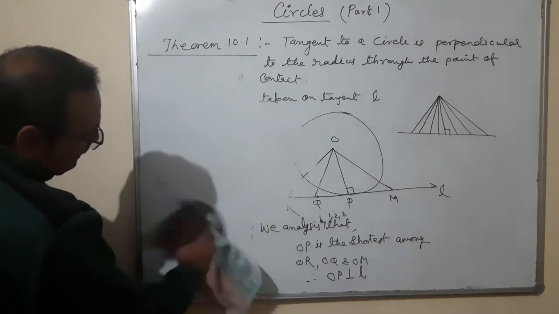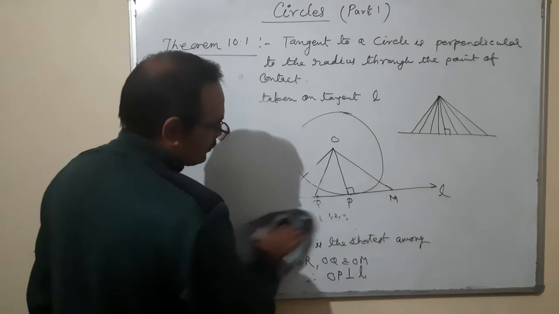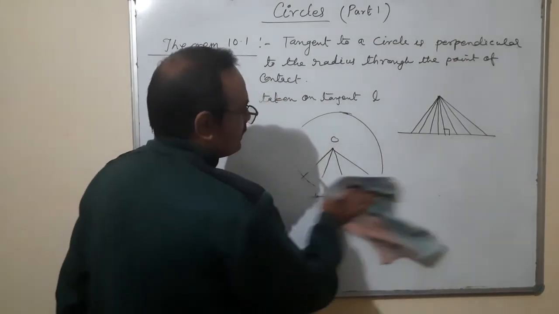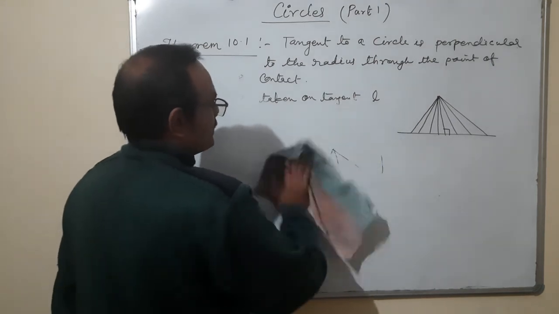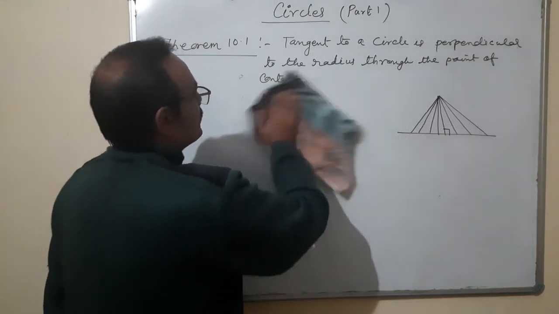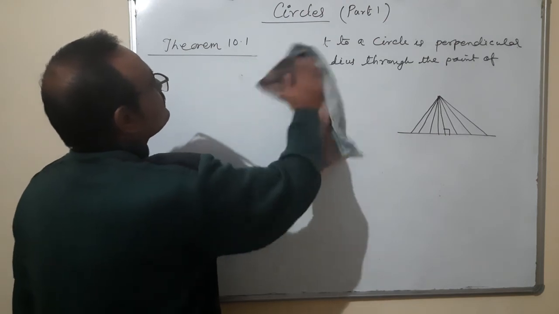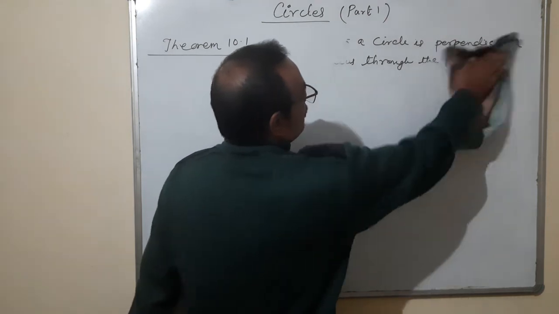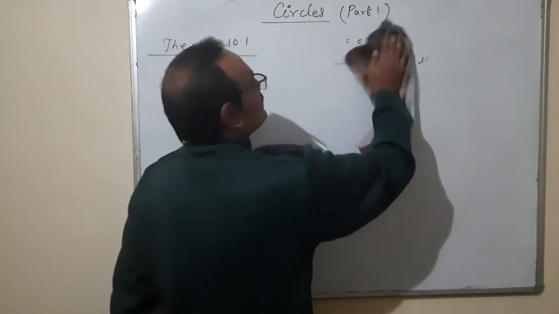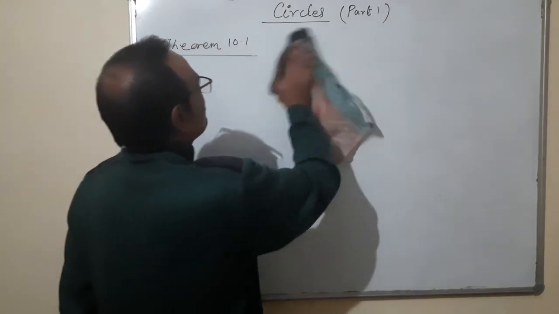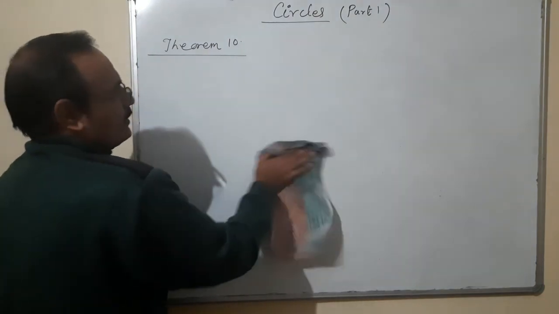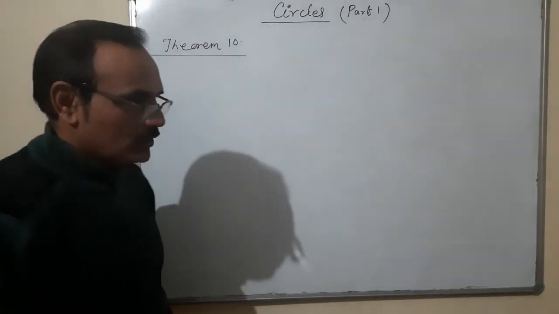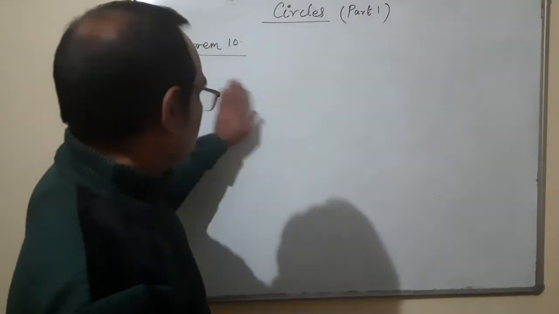After that, we'll have to discuss the second theorem, 10.2, which is: lengths of tangents drawn from an external point to a circle are equal. What is it? Lengths of tangents drawn from an external point to a circle are equal. Okay. And in this chapter there are only 2 theorems. We'll have to solve all the questions on the basis of these theorems.